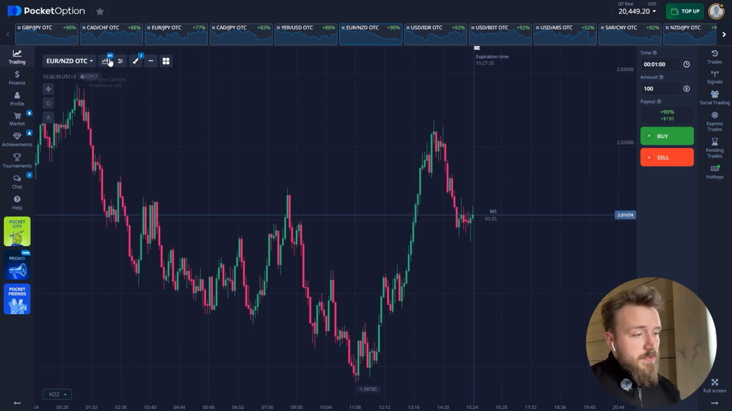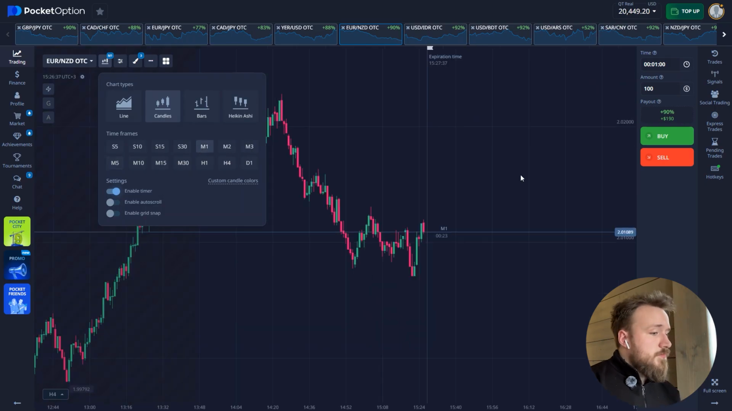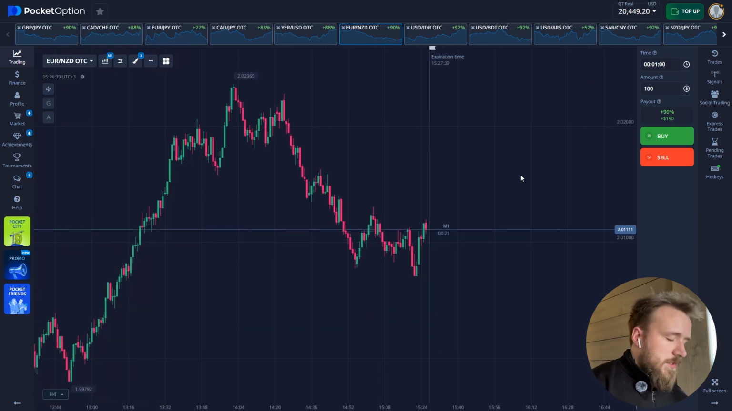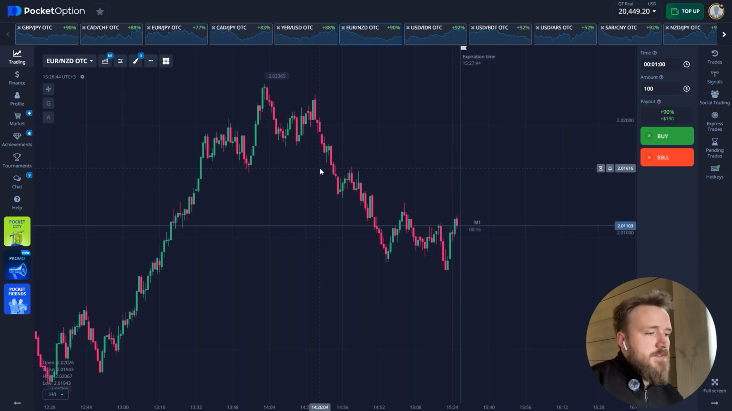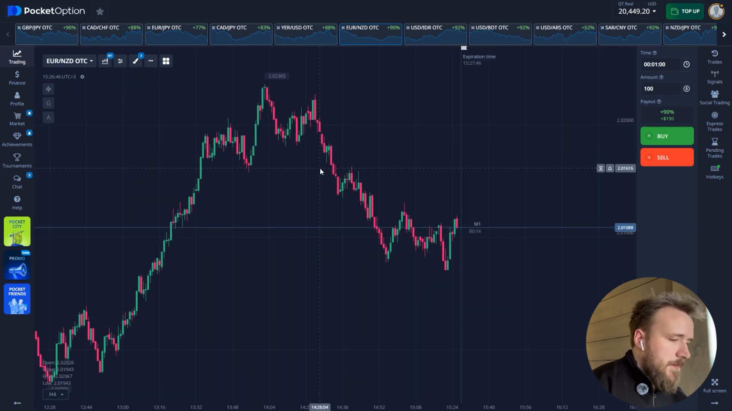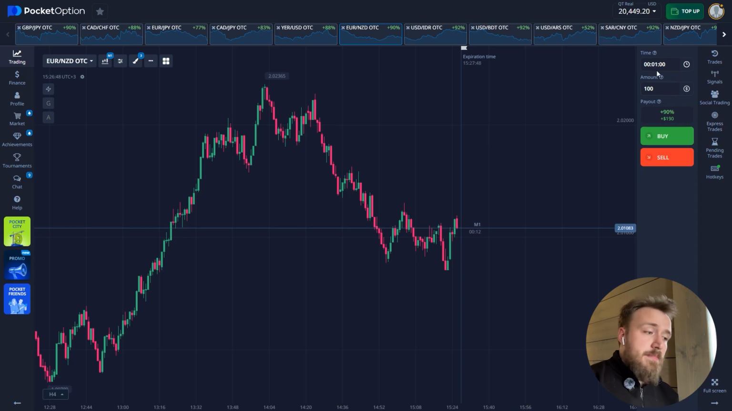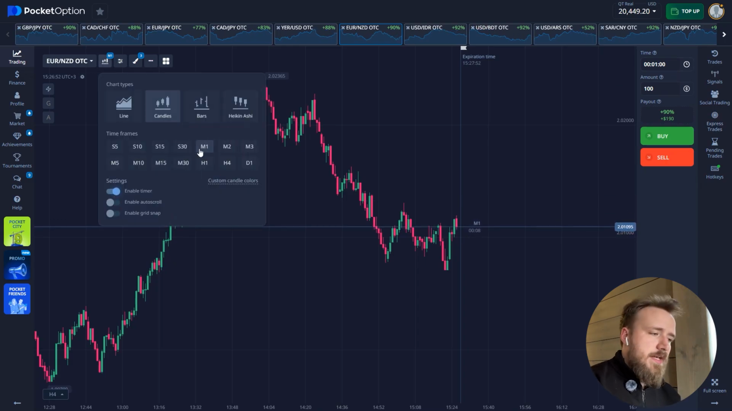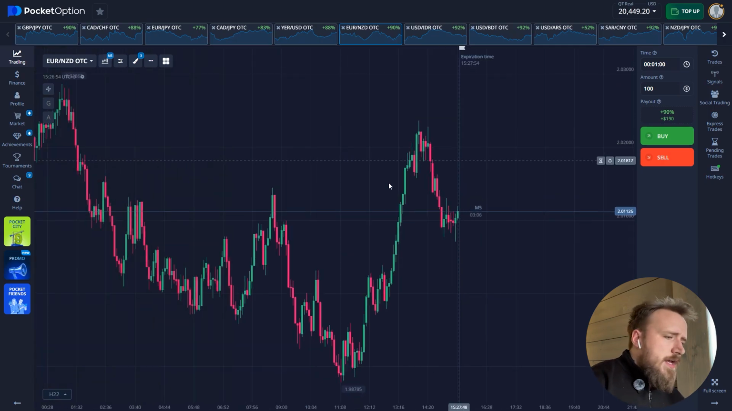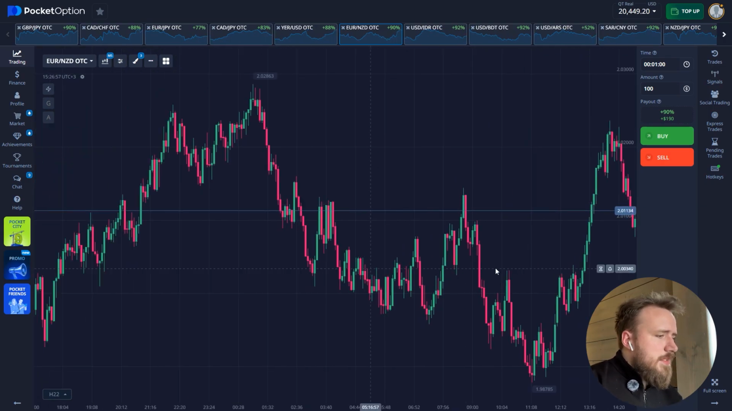On a lower time frame, we will look at the direction the price is moving and open a trade in that direction. Overall, support and resistance levels will certainly help us with this. The trade amount is 100 bucks and the expiration time is 1 minute. So let's start with this asset, euro to New Zealand dollar, switch to the 5-minute time frame and begin analyzing.